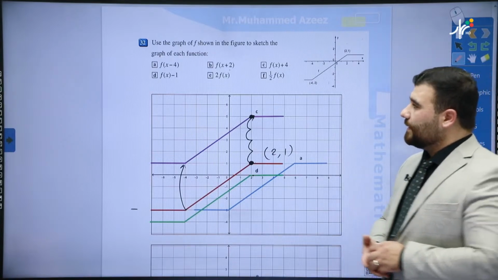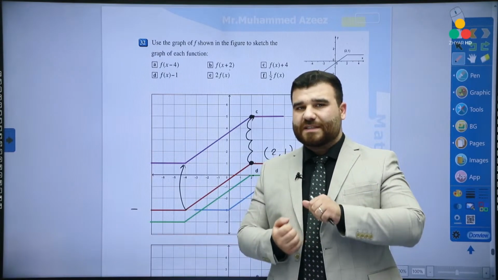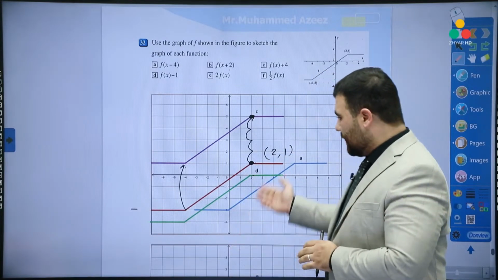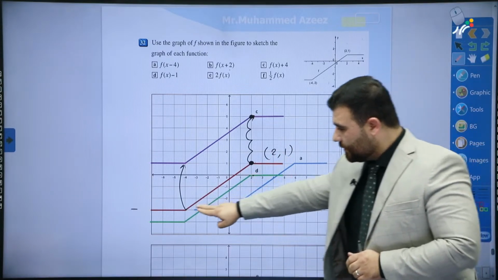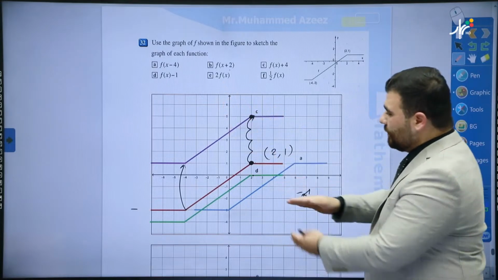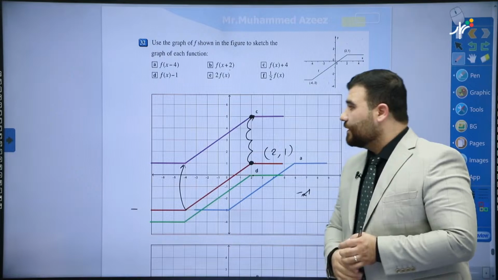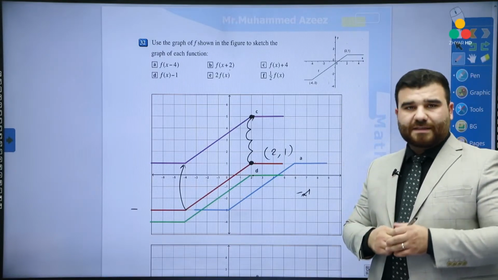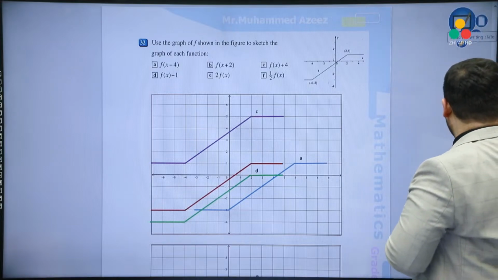Okay, part E. It's 2 times f of x. 2 times f of x will stretch the graph and make the graph twice as tall. Now it changes the height. This height, which is from the lowest point to the highest point, when we multiply f of x by 2, will be doubled. When we multiply f of x by 2, f of x is y, then it's going to look like this.